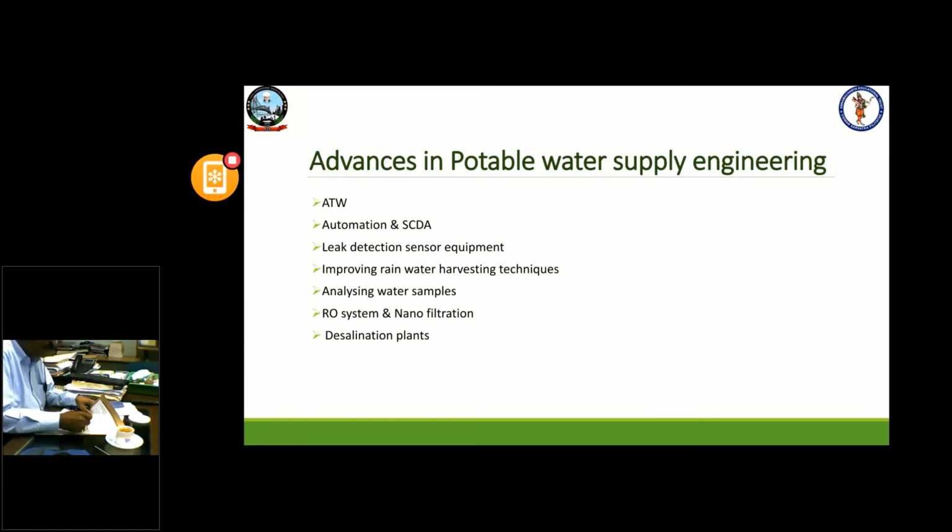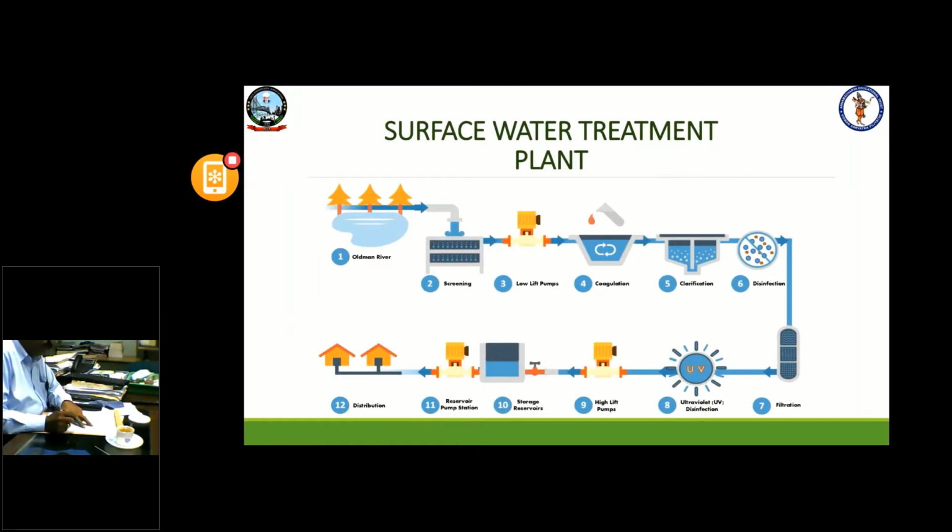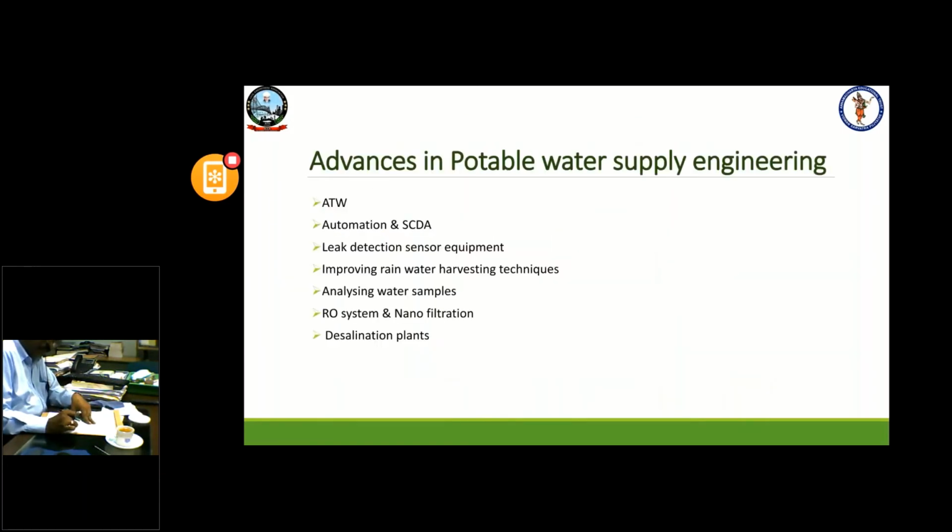The next technology in advances is rainwater harvesting techniques. We know the rainwater harvesting techniques. Soak pits are generally used to collect rainwater from the rooftops as well as from the streets. One of the advantages of these techniques is that you can construct soak pits along the national highways. So much water you can harvest into the banks of the aquifers.